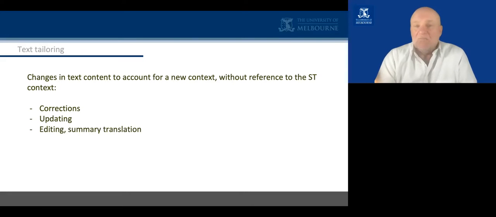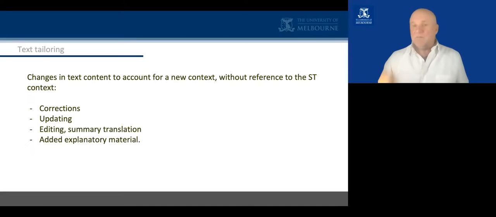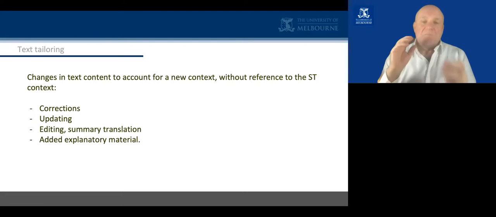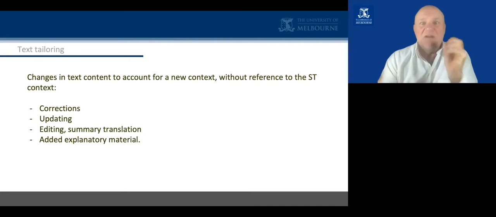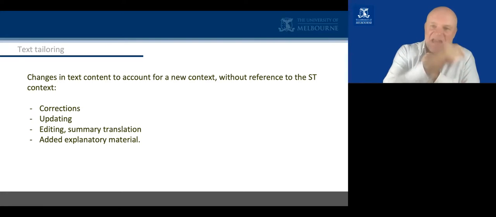And you could be editing it or even just creating a summary in some cases, okay? In other cases, you might be called on to add explanatory material. Text tailoring are major changes to the text. They don't happen on the sentence level. Okay, don't confuse this one with all the other ones. This is for the really big things when you've got a big pair of scissors and you're changing the ST, not the TT. Okay.